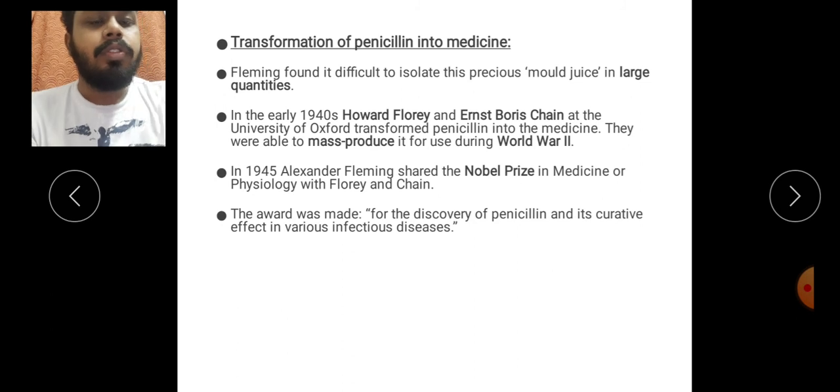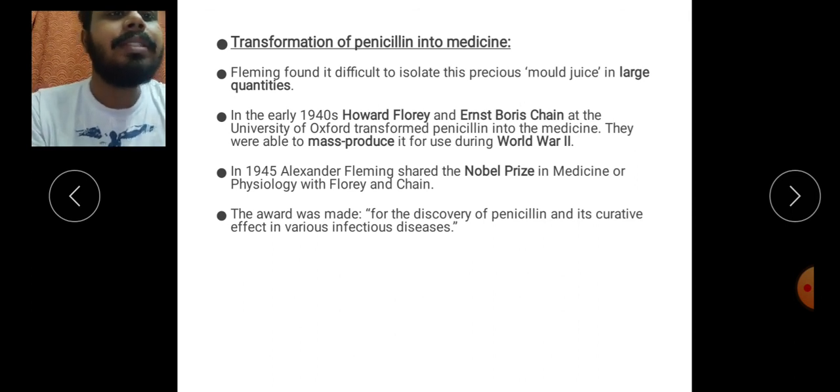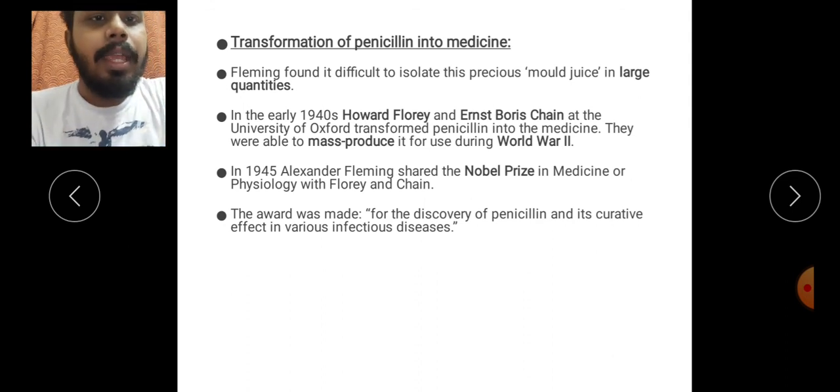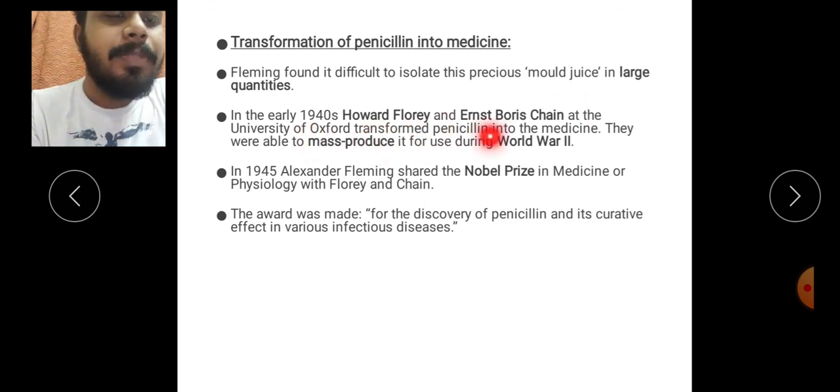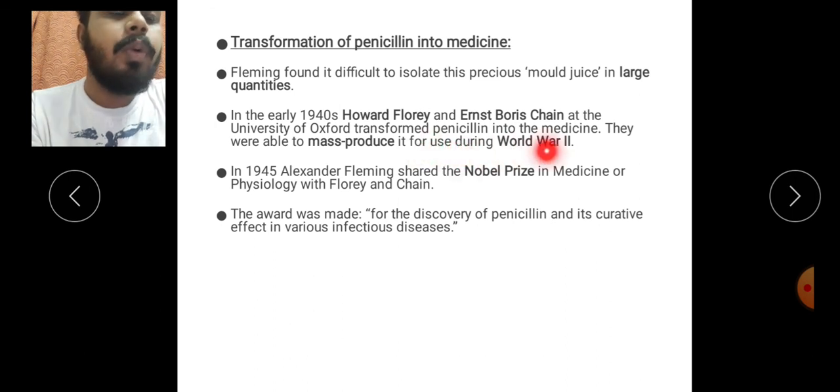The next point is the transformation of penicillin into medicine. Fleming found it difficult to isolate the precious mold juice, or penicillin, in large quantities, so he could not transform this penicillin into a medicine. In the early 1940s, Florey and Chain, two scientists at the University of Oxford, transformed this penicillin into medicine, and they were able to mass produce this penicillin medicine for use during World War II.